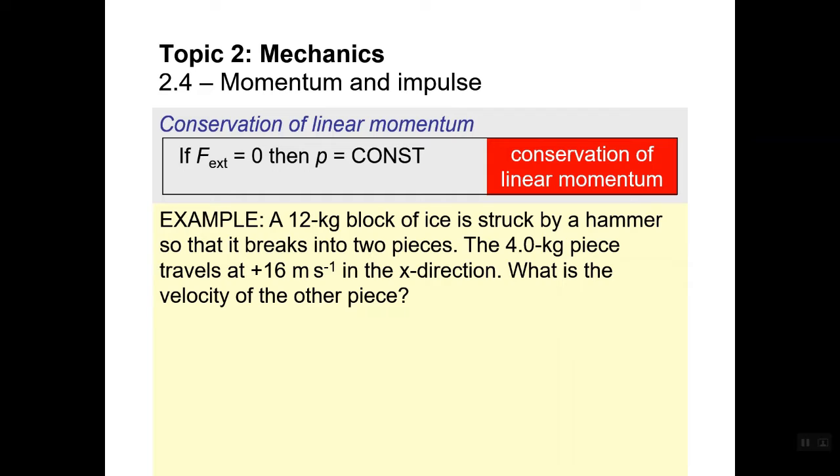Intuition tells us that if the 4 kilogram piece travels in the positive x direction, then the 8 kilogram piece might travel in the opposite direction. So we should get a minus value, as velocity is a vector quantity. Simulation here. Initially, a 12 kilogram block of ice is at rest. The moment the hammer strikes, it breaks into two pieces in opposite directions.